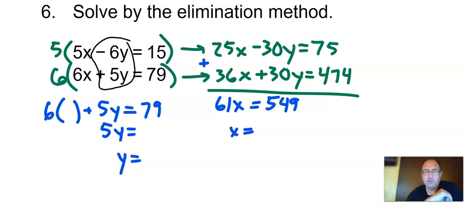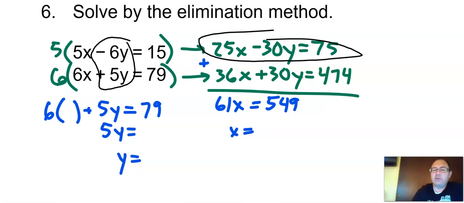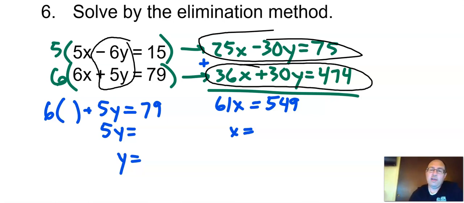Sorry for yawning. I hope I don't continue to do that because I know nobody likes that. And if you distribute the 5 all the way through, you get this equation up here, 25x minus 30y equals 75. And if you distribute the 6 across the bottom, you end up with the other one, 36x plus 30y. And the cool part is right in here, right? Those are going to disappear, right?